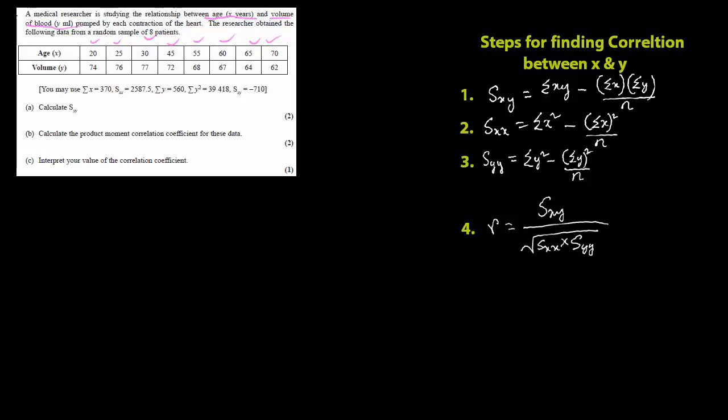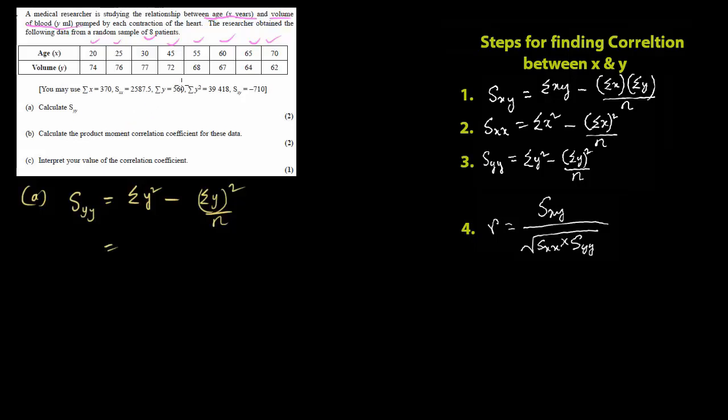So the first thing that we have to do, we have to calculate Syy. So now remember the formula for Syy. Syy is equal to summation of Y squared minus summation of Y whole squared divided by n. That is the formula for Syy. Remember, there is a difference between Syy and summation of Y, and there is a difference between summation of Y squared and summation of Y whole squared. So let's put down the values.